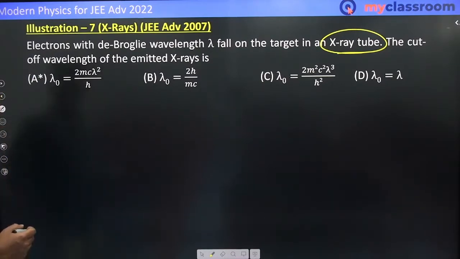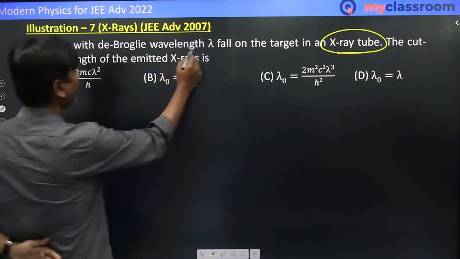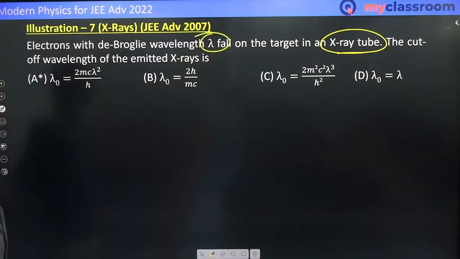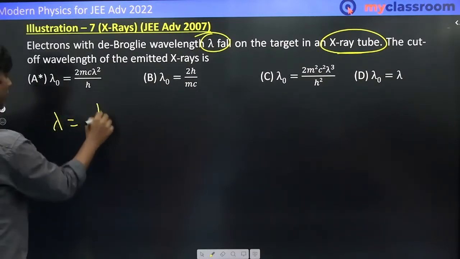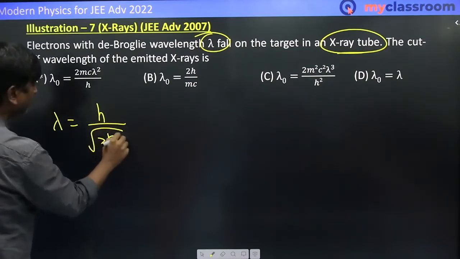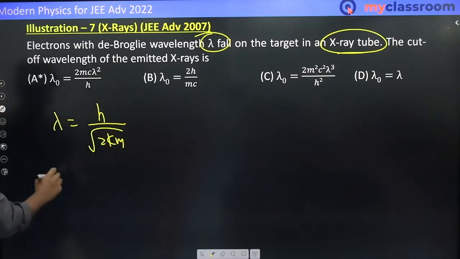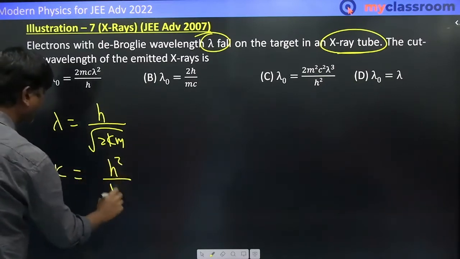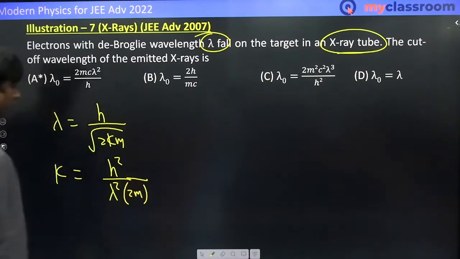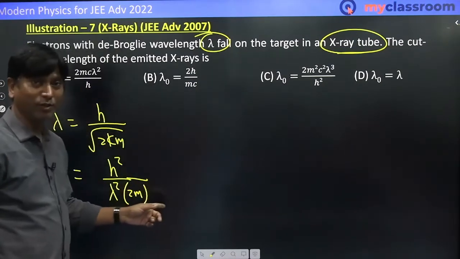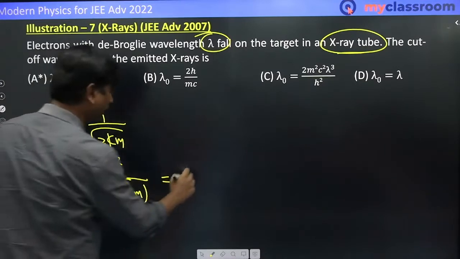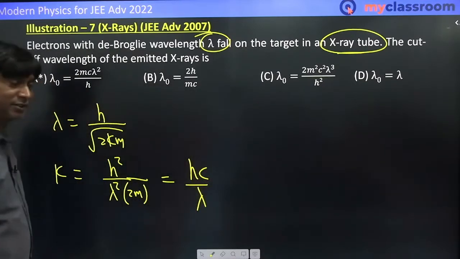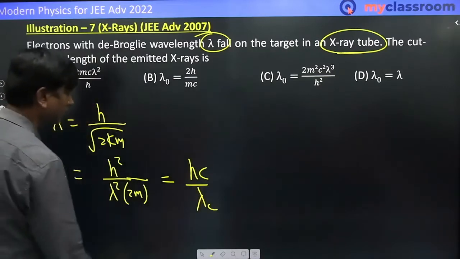So how do you take it? Electrons with de Broglie wavelength of lambda means once the de Broglie wavelength is given, can't you find the kinetic energy? Yes, why not? The de Broglie wavelength lambda is equal to h by momentum, and momentum is root of 2 km. So first I will calculate the kinetic energy. The kinetic energy will be equal to h squared by lambda squared 2m. This is the kinetic energy of the electrons, and this is what is converting into X-rays. If all this energy is utilized for X-rays, the X-rays will have energy hc by lambda cutoff, because X-rays are electromagnetic radiation, and this lambda is called the cutoff wavelength.